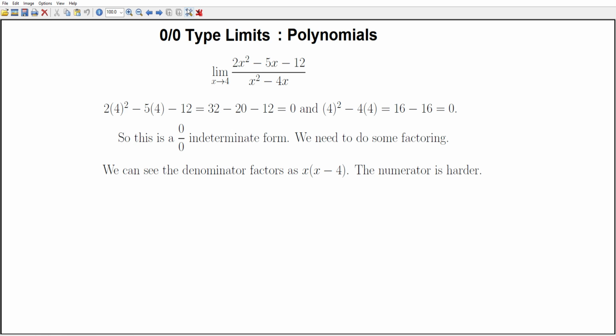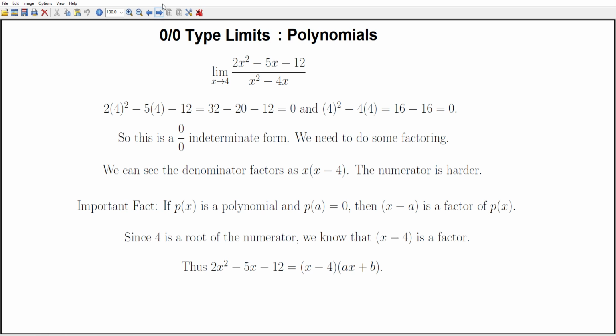We can see that the denominator factors as x times x minus 4, but the numerator looks somewhat harder. Here, however, what we're going to do is use an important fact. And that fact is, if p of x is a polynomial and p of a is 0, then x minus a is a factor of p of x. In this particular case, that means that since 4 is a root of the numerator, we know that x minus 4 is a factor of that numerator.